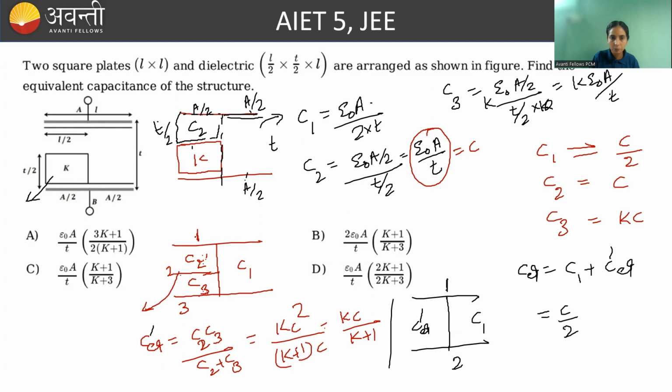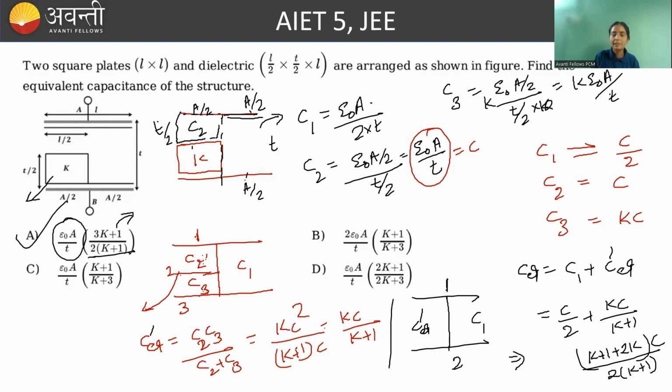So C1 is C by 2 plus KC by K plus 1. You just add it. And if you add it, what value will you get? Take C common. So K plus 1 plus 2K divided by 2 into K plus 1, into C. So this is equal to 3K plus 1 divided by 2 into K plus 1, into C. C is equal to epsilon naught A by T. So the correct answer is what? A. I hope it is clear.